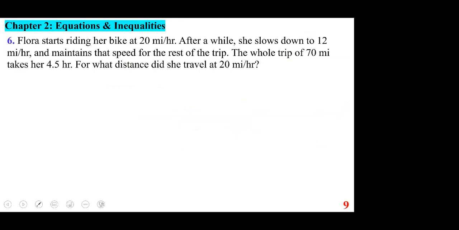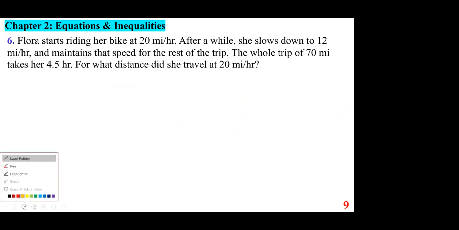Here's a question. Flora starts riding the bike at 20 miles per hour. After a while, she slows down to 12 miles per hour and maintains that speed for the rest of the trip. The whole trip is 70 miles and takes 4.5 hours. For what distance did she travel at 20 miles per hour? So this is a class of problem known as a motion problem.